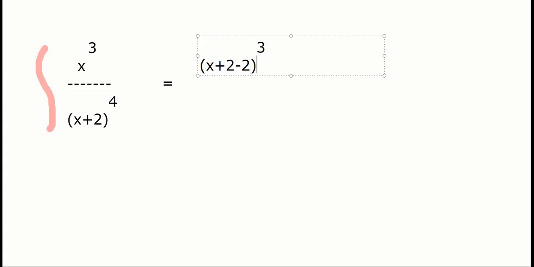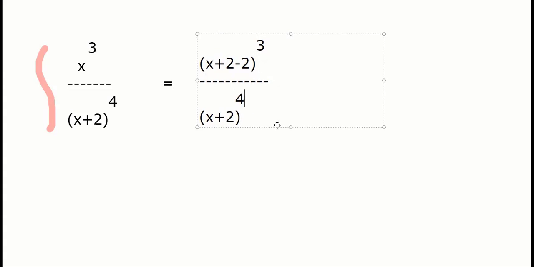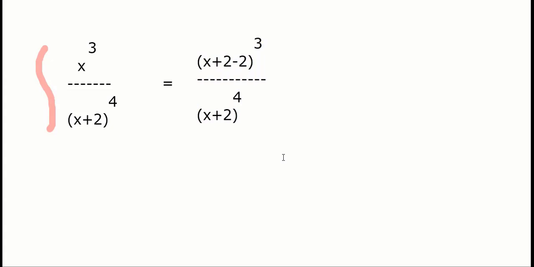Instead of x, I'll write x plus 2 minus 2. This will remain the same. It's a substitution only, but the other way. We make the numerator in the form of the denominator. That is the point. Because we will treat this as a, this as b. What is a minus b whole cube? a cube minus b cube minus 3a square b plus 3ab square, something like that. Everybody knows a minus b whole cube?